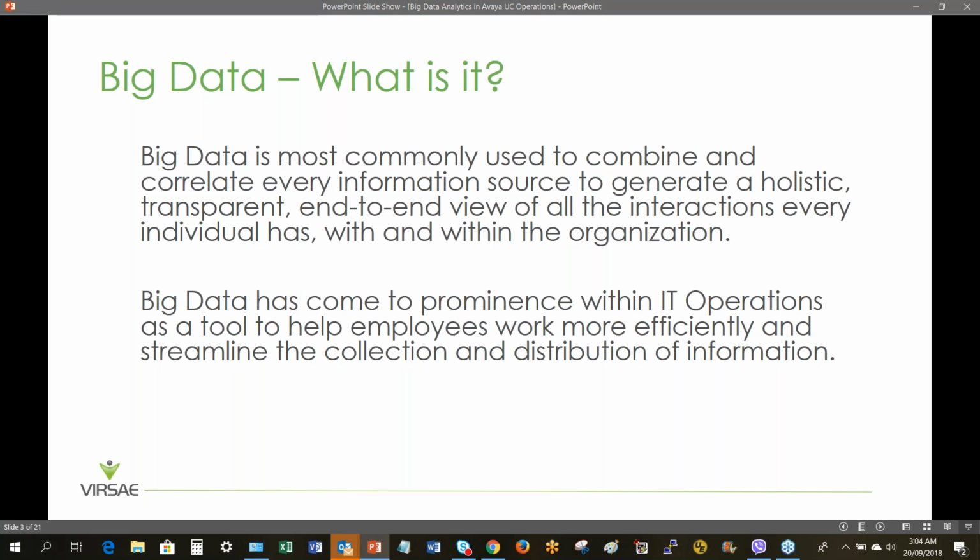Big data means different things to different people. But I guess at the highest level, it's tracking every interaction that your customers, both internal and external, have with your organization, keeping all that information so you understand exactly how those interactions have gone, and you know a lot more about the customer. It's coming into prominence in IT operations as a tool that helps us all to be more efficient in our day jobs.